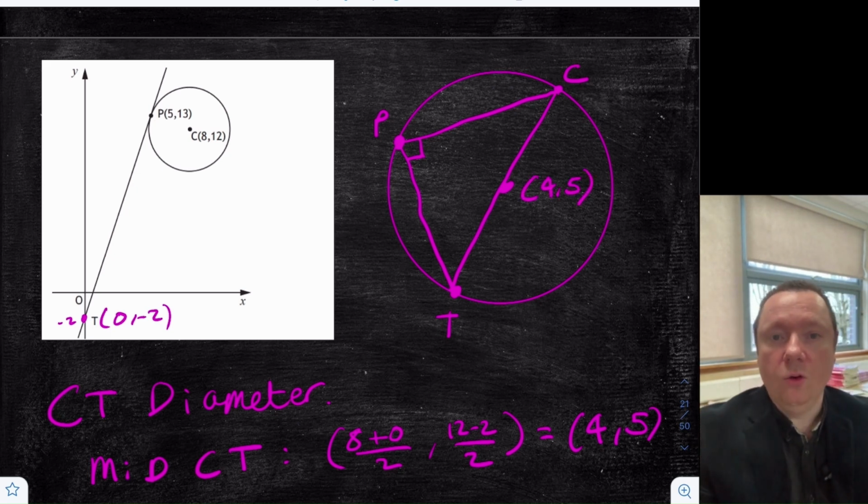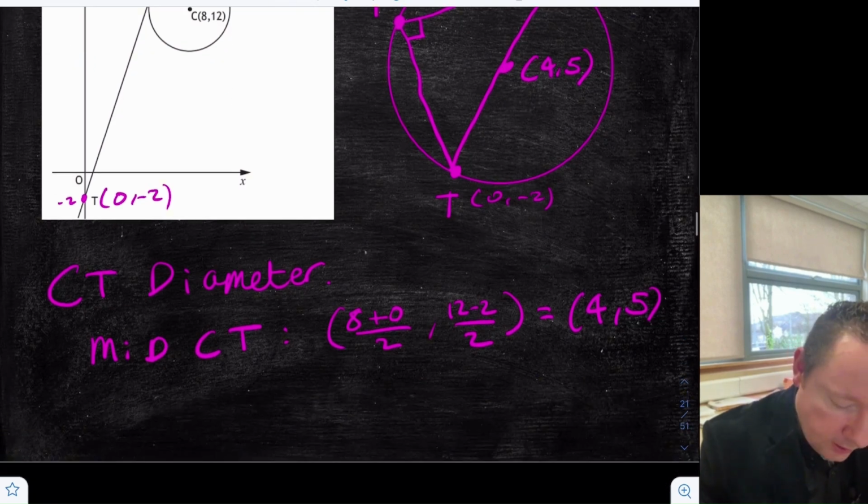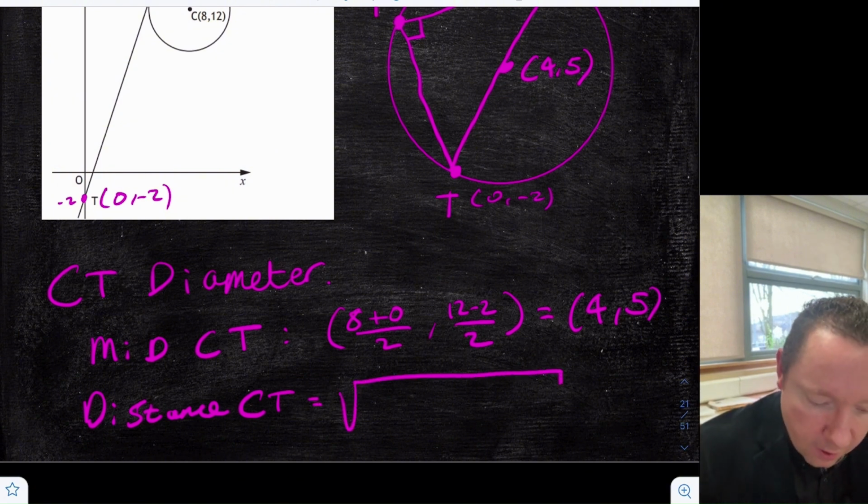Now we need to know the radius, so we can do the distance between C and T. Remember, T is 0, minus 2. So the distance from C to T equals the square root of 4 minus 0 squared, which is 4 squared, and then 5 minus minus 2 squared, which is 7 squared. So it's 4 squared is 16 plus 7 squared is 49.